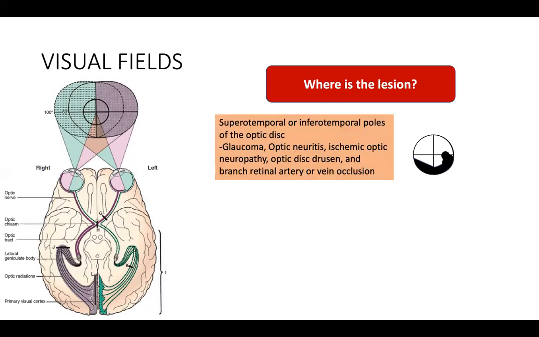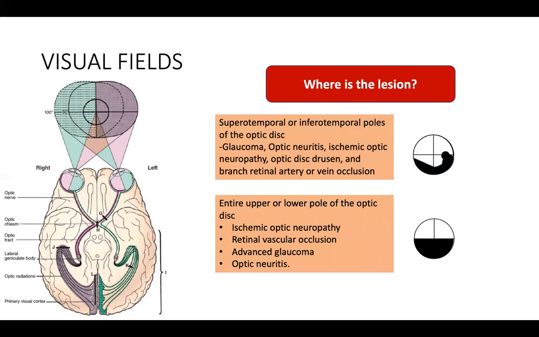Glaucoma selectively destroys axons that enter the superotemporal or inferotemporal poles of the optic disc, resulting in arcuate scotomas shaped like a Turkish scimitar. Other conditions that produce a similar visual field defect are optic neuritis, ischemic optic neuropathy, optic disc drusen, and branch retinal artery or vein occlusion.